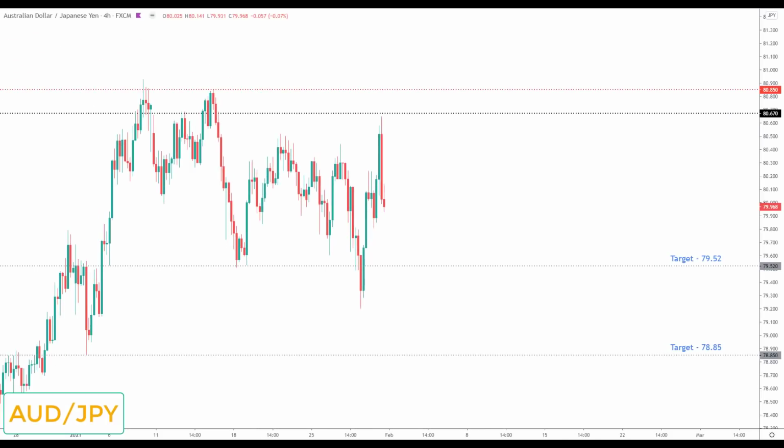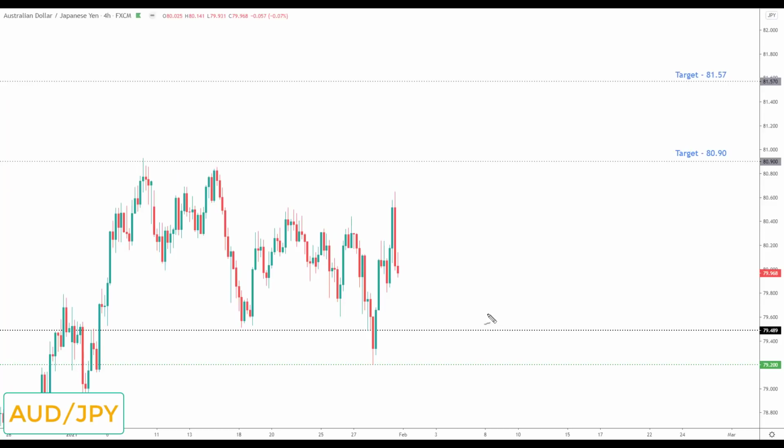Next is Aussie yen. Last week we noted that this market was in a secondary trend to the downside, and we were only interested in short positions, but it was a secondary trend. We did take out the target to the downside at the 79.52. Going into this week, however, in this market, we started to break out in the direction of the primary trend, and it makes this one to watch going into this week.